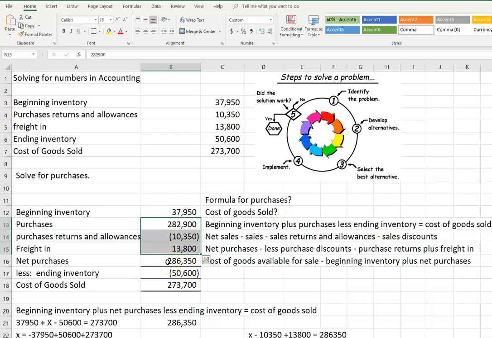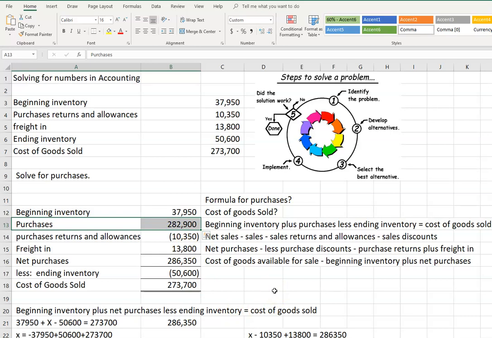If I put it in my calculator, I can see that it does in fact equal 286,350. And then for cost of goods sold, I can say, does that equal beginning inventory plus net purchases minus ending inventory? Does that equal cost of goods sold? Yes. So I've tested it and I know that it's true, so it does work. So the answer to this problem is purchases equals 282,900.